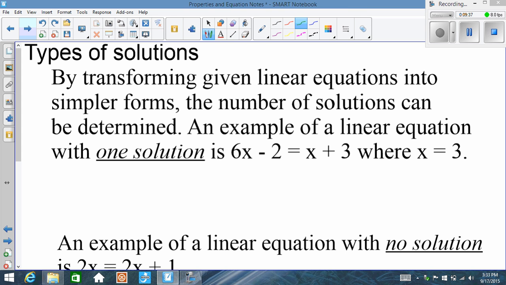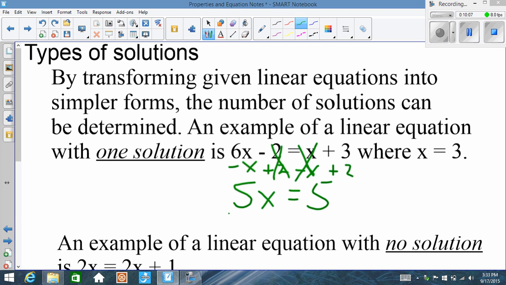Types of solutions. There are 3 types of solutions, really. By transforming given linear equations into simpler forms, the number of solutions can be determined. An example of a linear equation with one solution is this here. If we were to solve this real quick, we would say minus x, and we could combine a step here and say plus 2, plus 2. That's 5x, that goes away. That's 5. Divide by 5, divide by 5, and x would equal 1. Not the 3. So x equals 1.